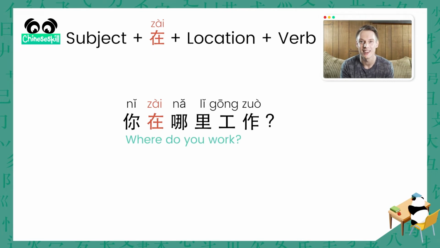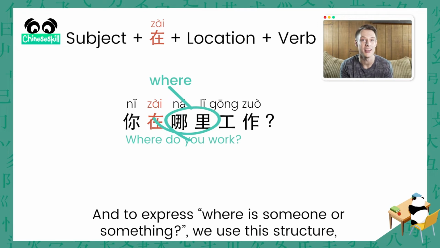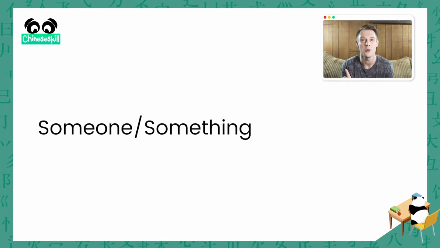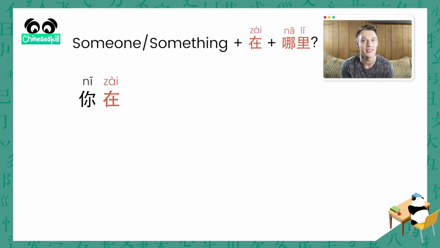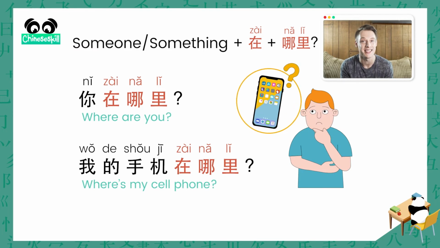Looking back at the question, 你在哪里工作? Where do you work? 哪里 is the question word for where, and to express where is someone or something, we use this structure. Someone or something plus 在 plus 哪里. For example, 你在哪里? Where are you? Or 我的手机在哪里? Where's my cell phone?